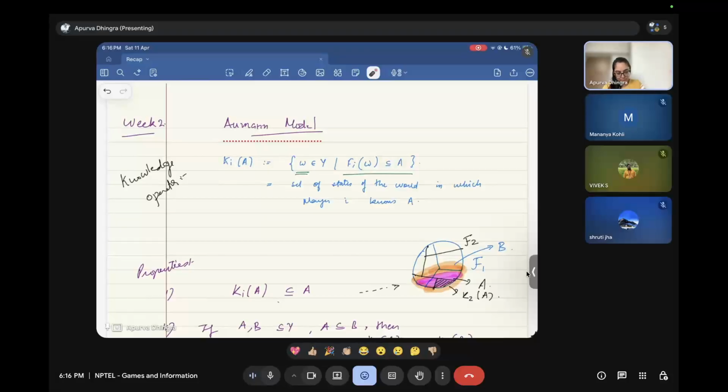Meaning, if I were to go to the next step and say things like Ki of something else. Now, notice this itself is some state of the world, and these are by default a subset of Y itself. It may be all of it, it may be just a part of it. Either way, this also forms an event. This can be thought of as an event, and hence we can always have Ki of Kj of A and actually other versions as well. So, what does this mean?